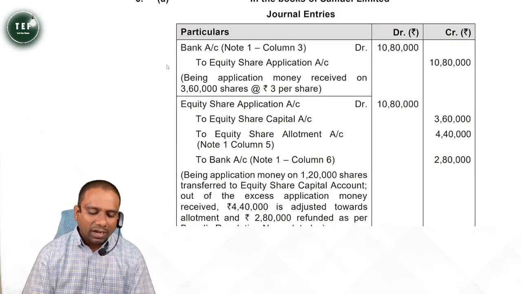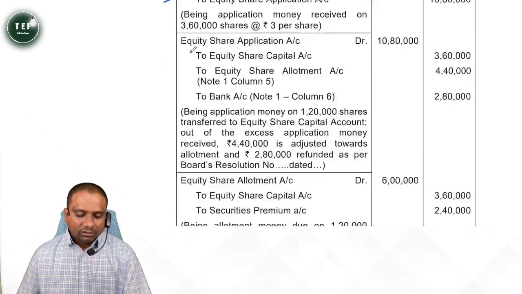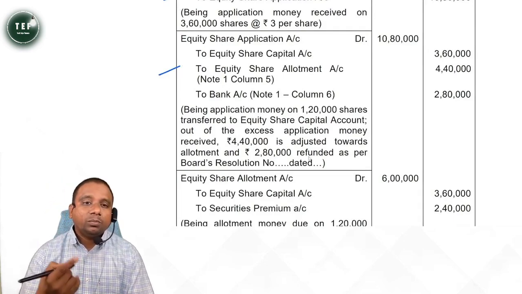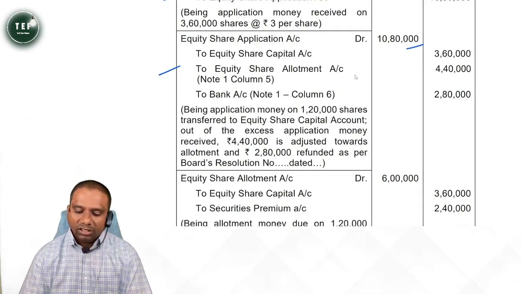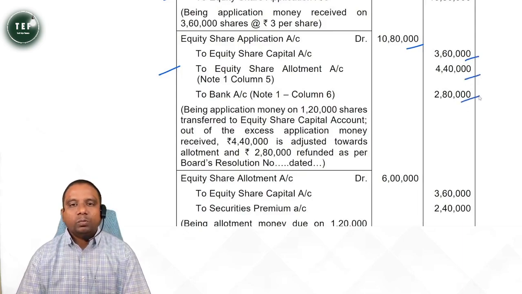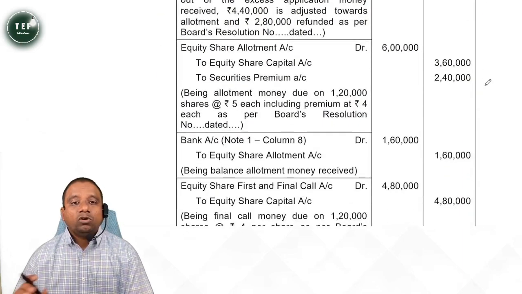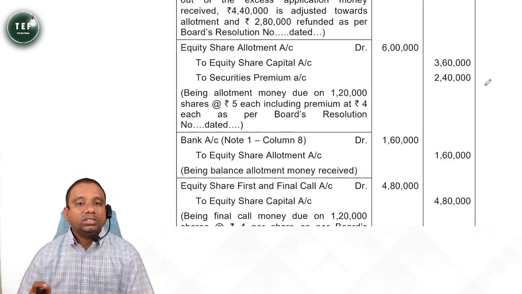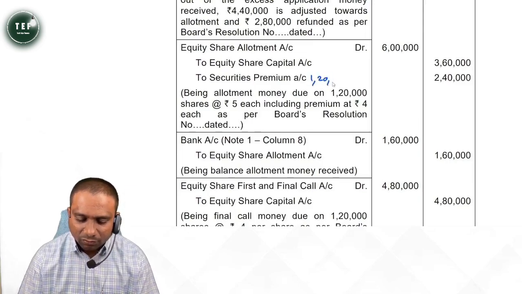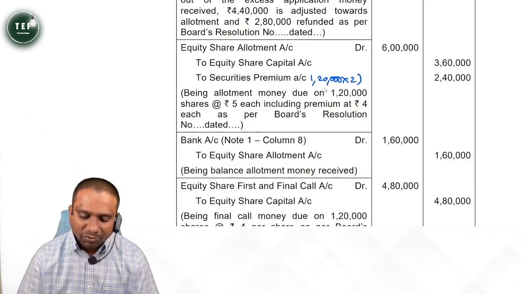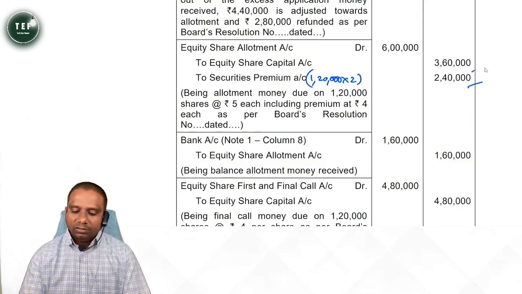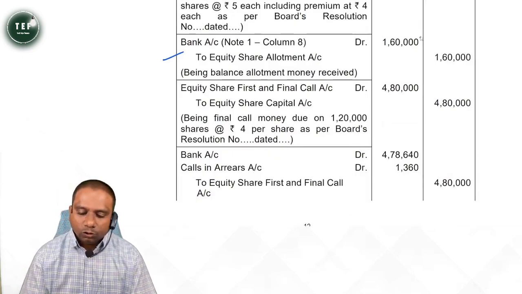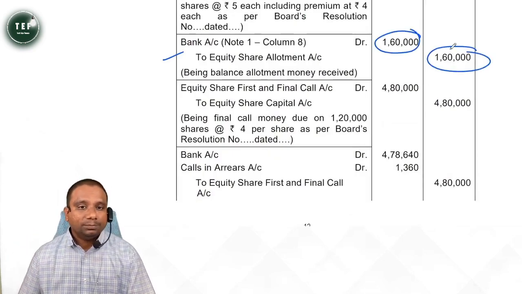On receipt of application money, bank account debit to equity share application account. Next, transferring application money to capital. So, equity share application account debit 10 lakh 80 to equity share capital, to equity share allotment, to bank. Next one, allotment amount due. What is the entry we record? Equity share allotment account debit to equity share capital account, to securities premium account. Here you can write 1,20,000 into premium 2 rupees, 2,40,000. Capital 3,60,000. Next, bank account debit to equity share allotment. How much amount we receive? 1,60,000. This is also as per table calculated.